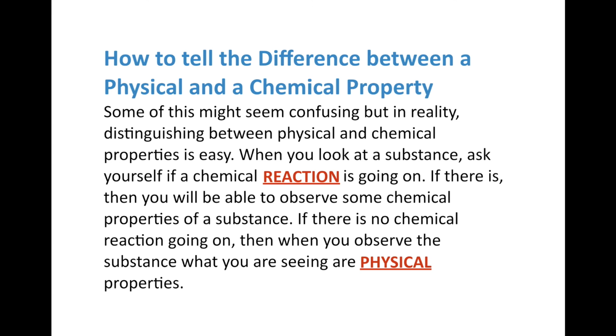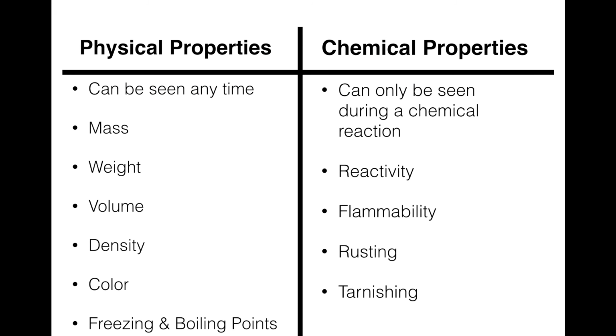Now, for your lesson, I know you have to complete a graphic organizer, so let's create one right here. We have our physical and our chemical properties in this T-chart. Physical properties can be seen pretty much at any time. We see its color, we can just look at it. Mass, weight, volume, density, those 4 related concepts from the last lesson, are all physical properties. The color of the object, its freezing and boiling points. Pretty much anything we can observe with an object is usually its physical property.